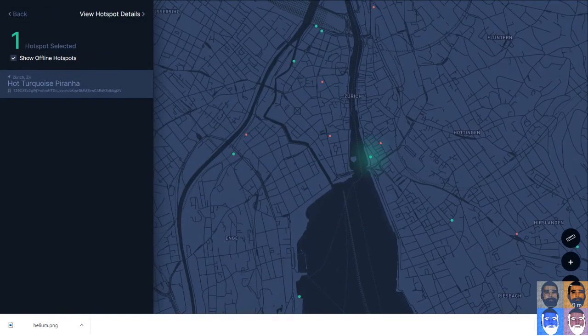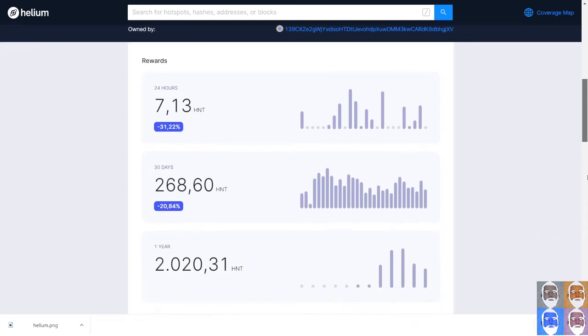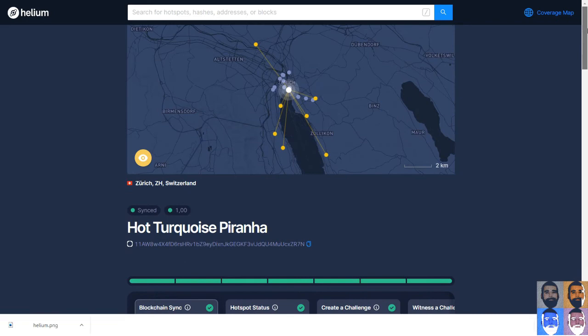We have here one router who in the moment stays not with a lot of connected proof of coverage. But we have pretty much 4 or 5 connections per day, and you can see he has 7 Helium a day and 268 Helium a month. So that was probably around $3,000 US at the median price from the last couple of weeks.